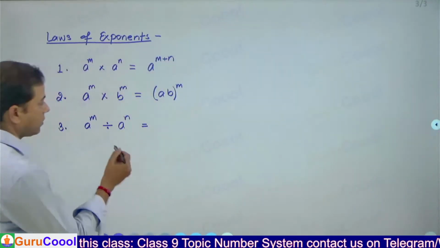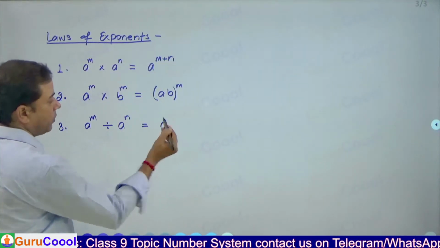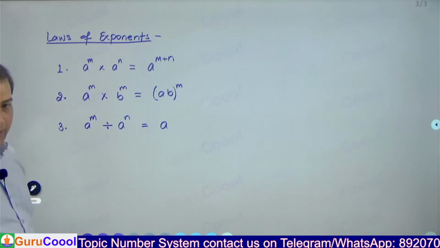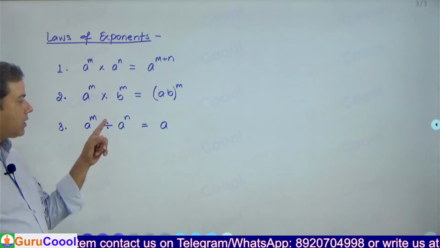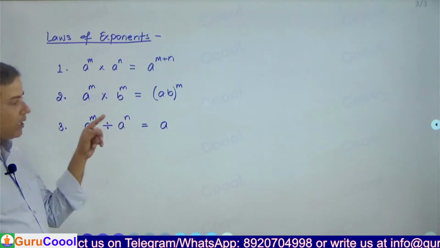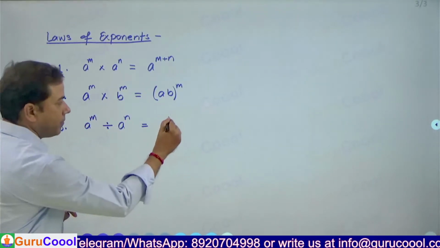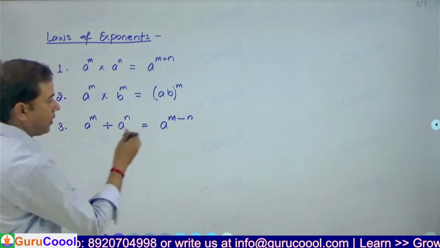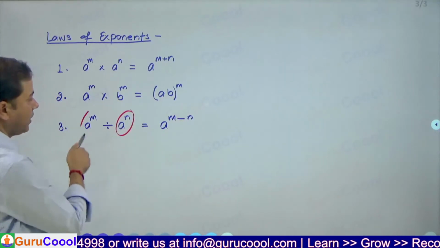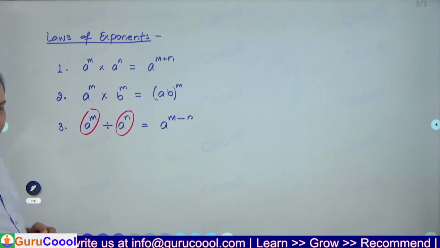Yes, so we write the base only once, and the rule is that we write numerator's power minus denominator's power. The second one is denominator, first one is numerator, right? Yes.